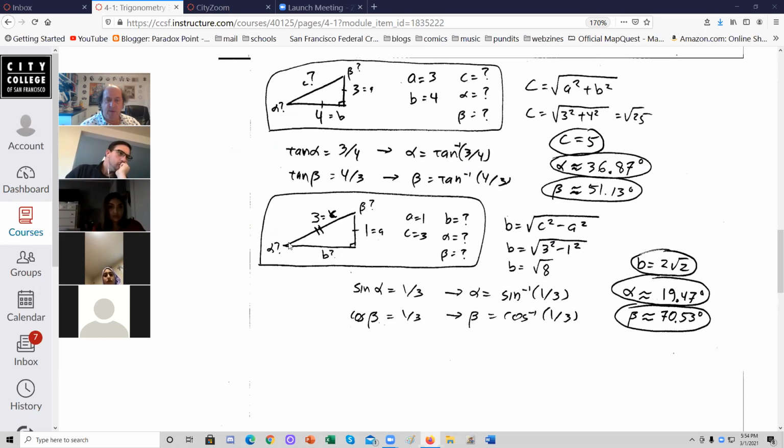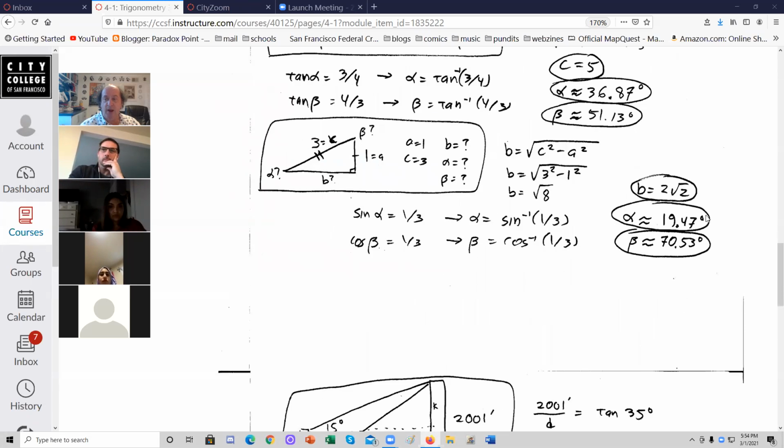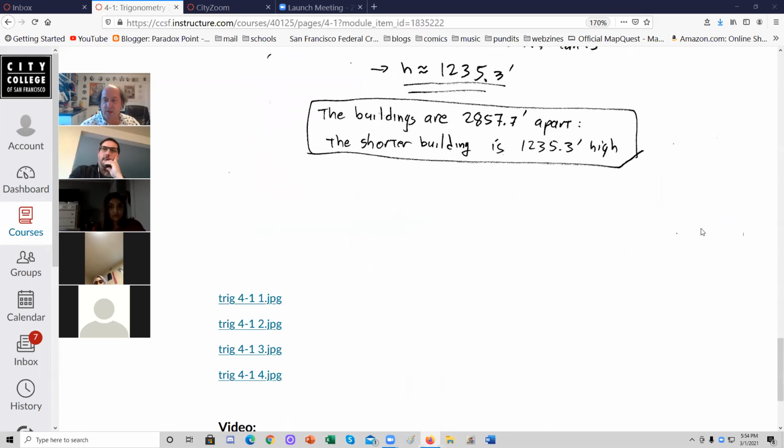Now, for alpha, opposite over hypotenuse is 1/3, or sine. So sine alpha is 1/3. And okay, this is again jumping forward into the book, means that alpha is the arc sine of 1/3, or 19.47 degrees. Similarly, for beta, 1 over 3 is the cosine. So beta is arc cosine of 1/3, 70.53 degrees. I could get it from here just by subtracting 90 minus 19.47 degrees.